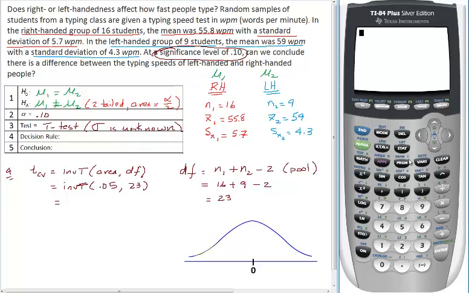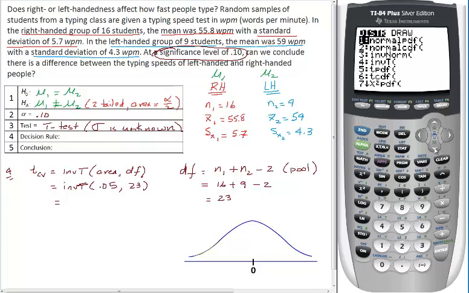Now, again, where are the critical values or t values found for the t distribution? Right over the VARS button, you'll see DISTR, distribution. So hit the blue button first, second, VARS, and you'll find the critical value as an inverse t. It's asking us for the area, 0.05, and the degrees of freedom, 23. So I hit enter there.